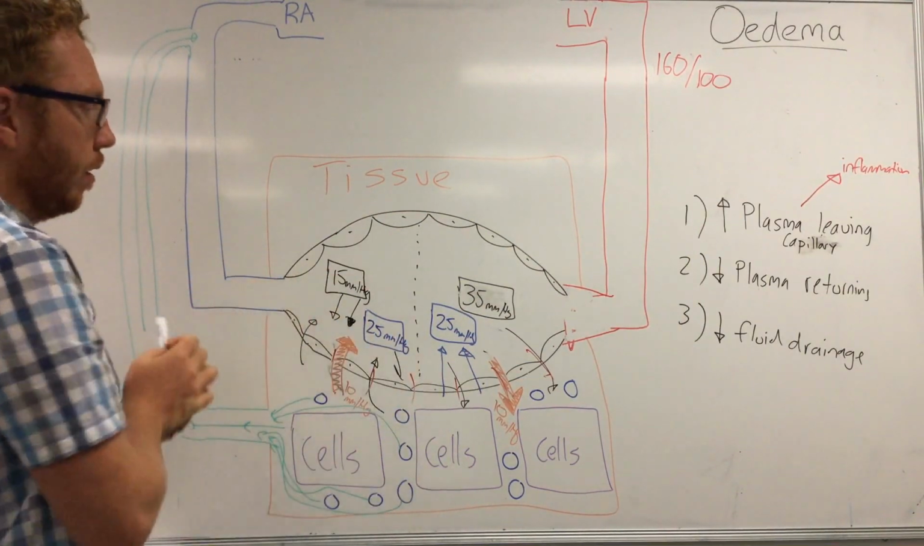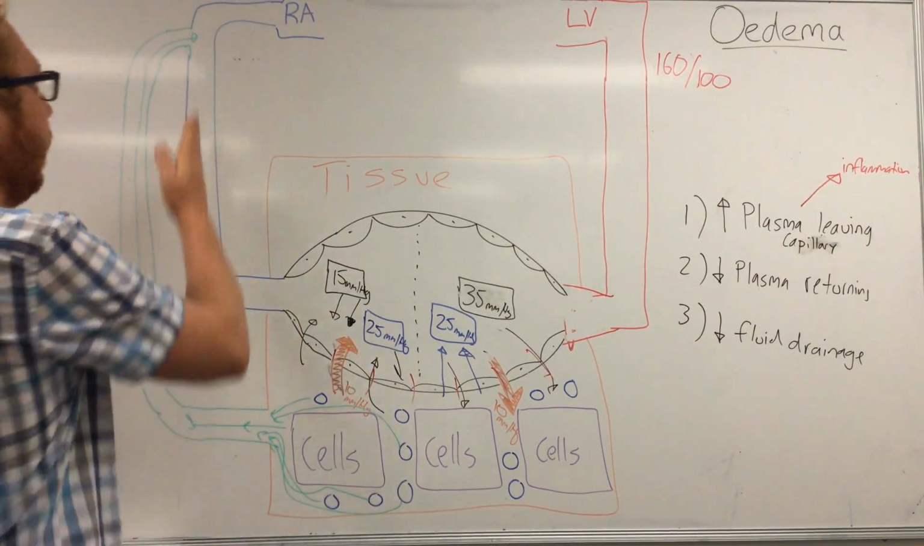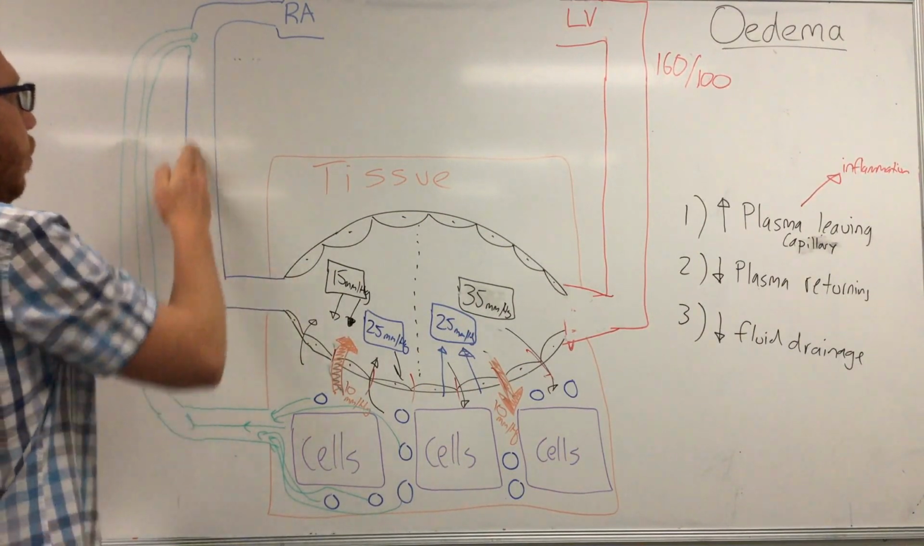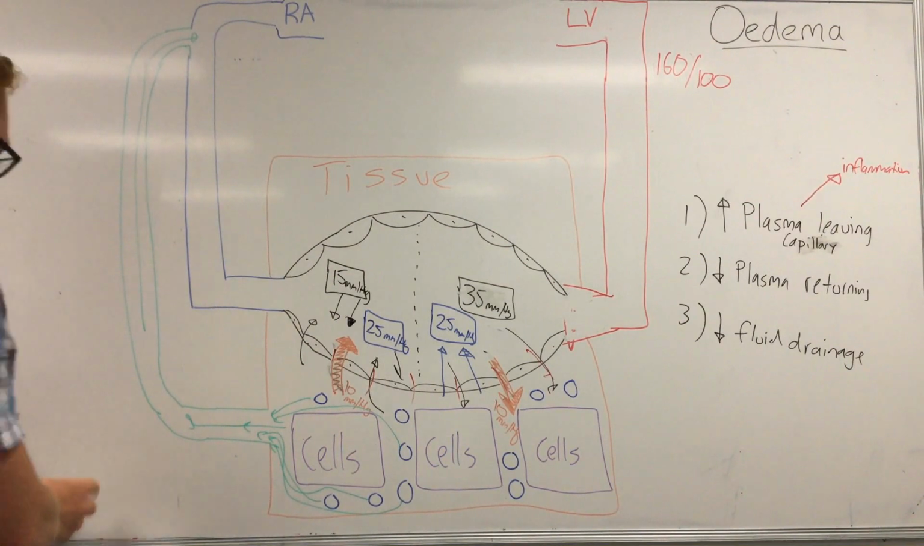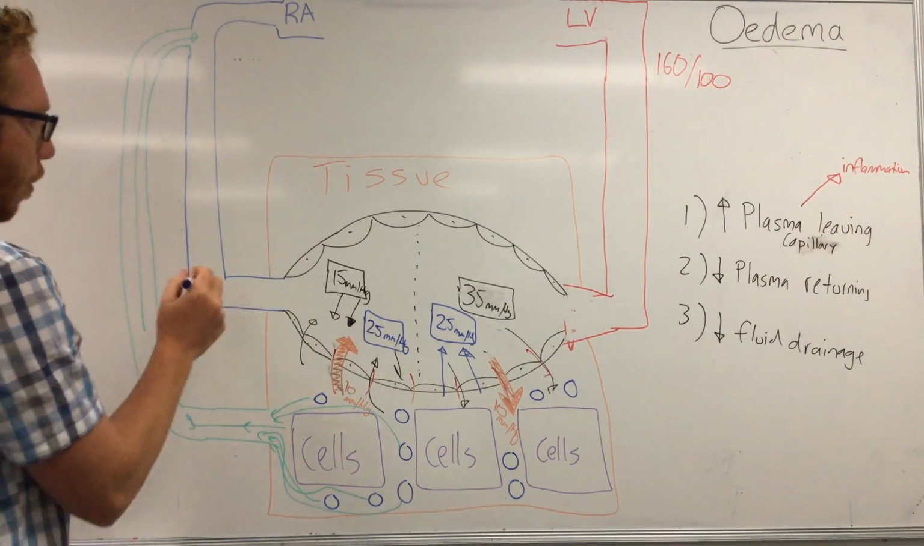Now at the other end, the venous end, what would happen if you increase the pressure within the venous end? A good example would be, well, if you've got a thrombus.